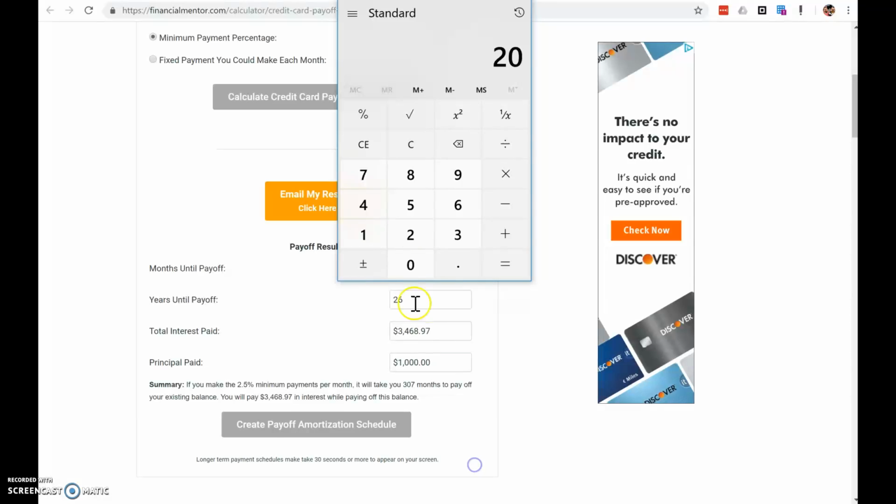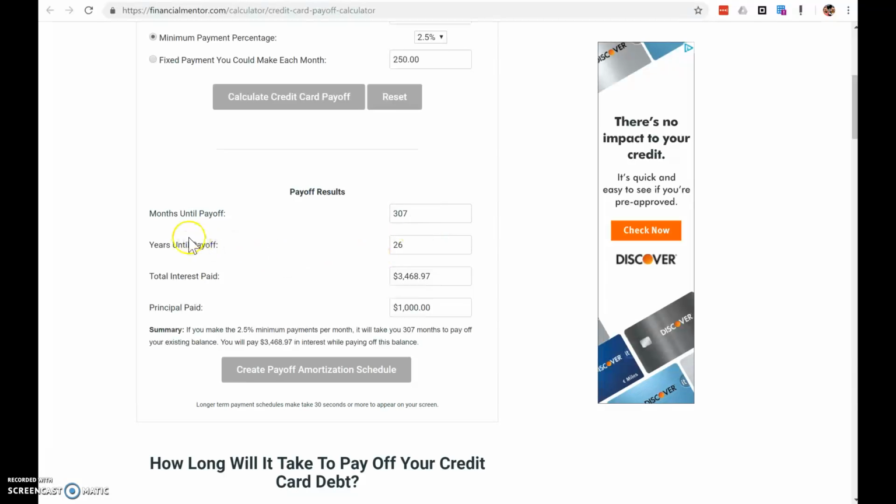So, okay, my math's not good. So if I have 307 months and there's 12 months in a year, that's going to take 25 years to pay off, or 26 years to pay off. The total interest I will have to pay is well over $1,000.